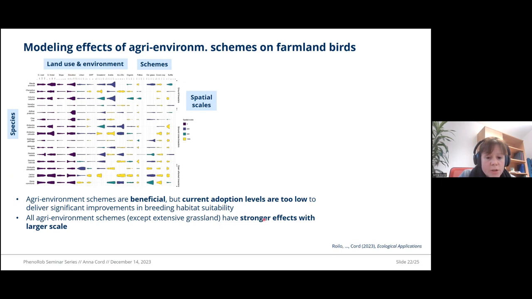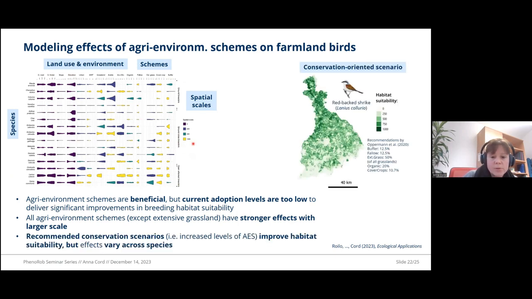We also see changes of effects, so larger effects at the larger scale. This is all these yellow bars here, which is the largest scale we took into account. And we can also use such models then to make conservation-oriented scenarios. So this is based on recommendations of which agro-environmental measures at which cover should be applied to develop specifically explicit maps for our target species.